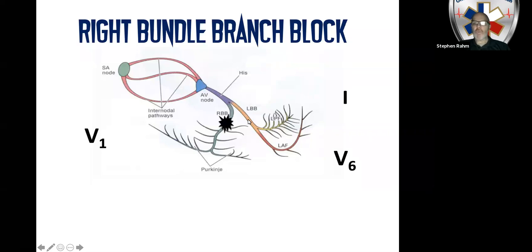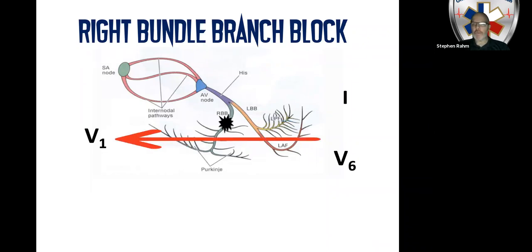So what happens with a right bundle branch block is, as electricity stops right here, it continues down the left fascicle. So with a right bundle branch block, the left ventricle depolarizes first, which means your initial force is from right to left, because nothing is going to depolarize down here via the normal conduction pathway when there's a block above that level. So the initial force in a right bundle branch block is from right to left.